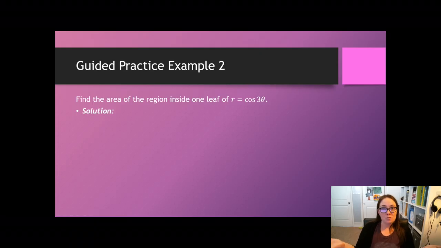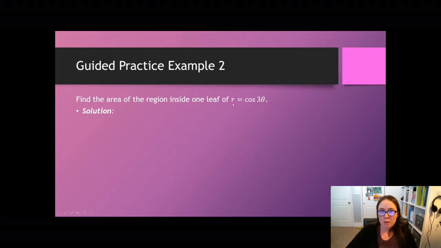Okay, and so here you can see I only have one curve, so this is probably one that is going to loop back on itself. And they do tell me it has a leaf. So I'm going to graph this thing. I definitely want to see what's going on with this, see if I can identify some symmetry that will allow me to find this area a little bit more easily.